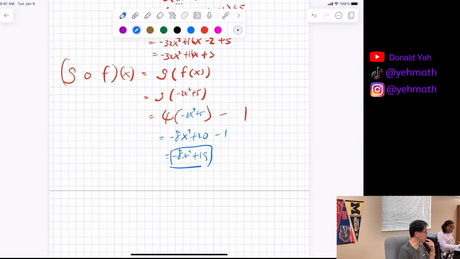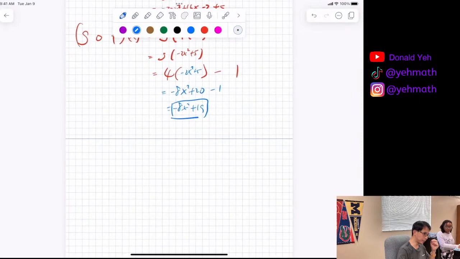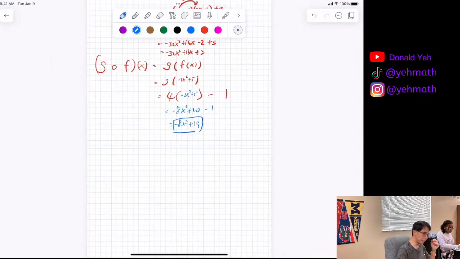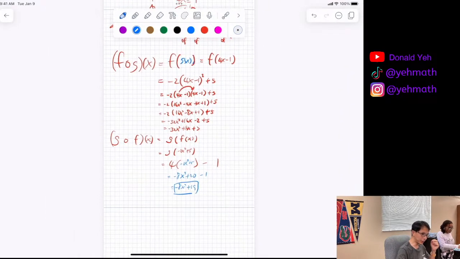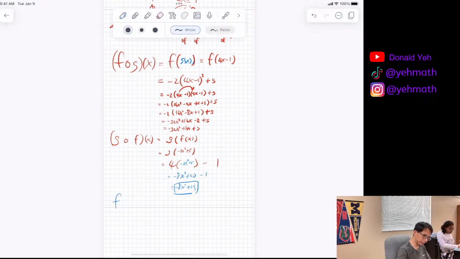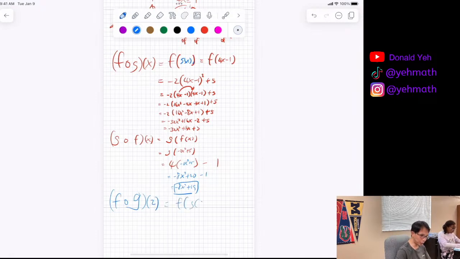Am I going too fast? No. You guys have all learned this before. So let me ask you one more thing though. How do I do f of g of 2? What does that mean? That means f of g of 2. Is that okay?